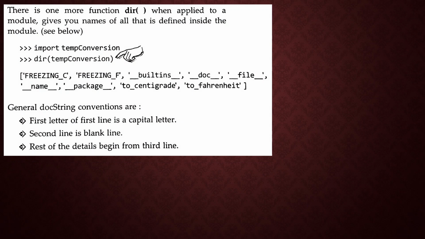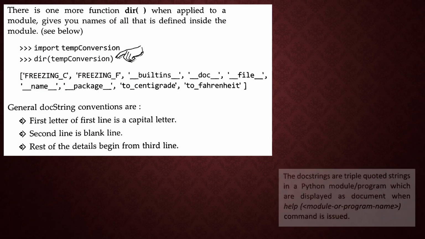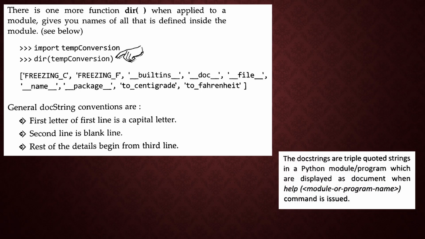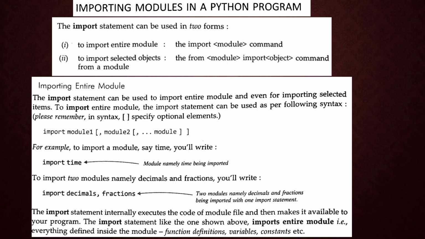Inside the parentheses of dir, we have to specify the module name. First we have to import the module, and then call dir on that module name; only then it will display the contents, the things defined inside that module. Docstrings are represented by triple quotes in a Python module or program, and they are displayed as documentation when the help command is issued.